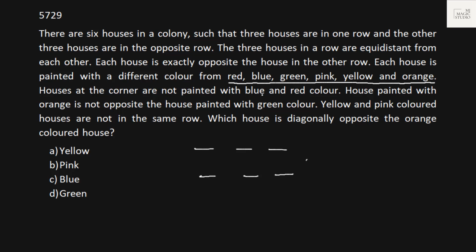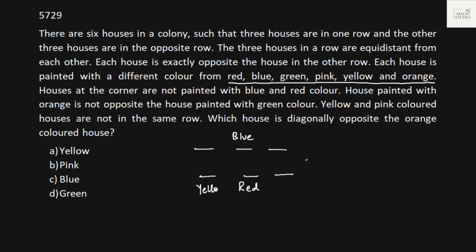Houses at the corners are not painted with blue and red color. These are not blue and red color. That means this should be blue, and red is opposite of blue in the middle. The house painted with orange is not opposite the house painted with green. Yellow and pink color houses are not in the same row.